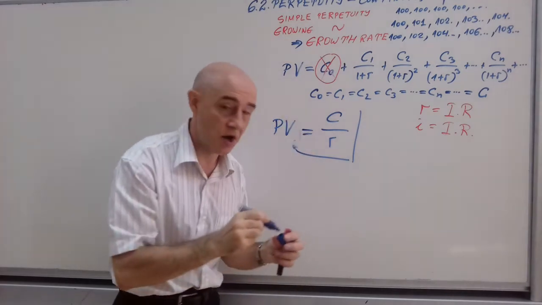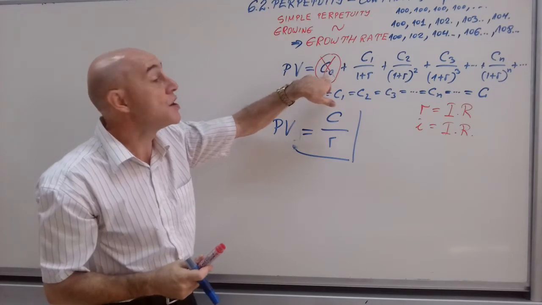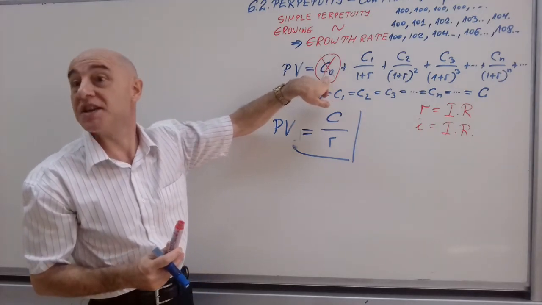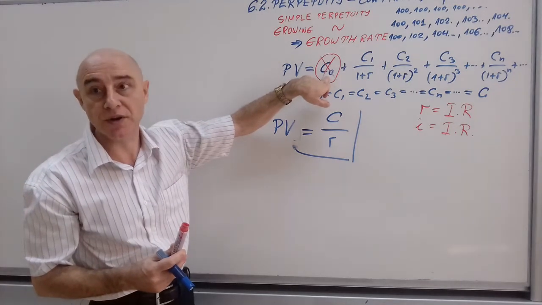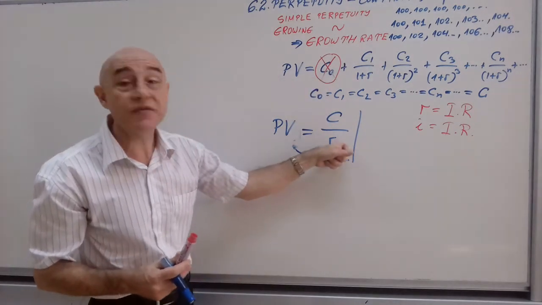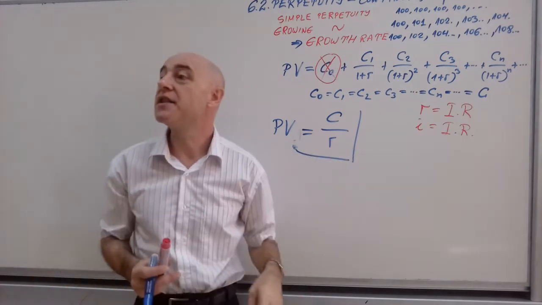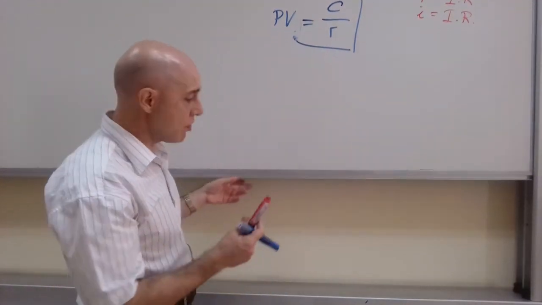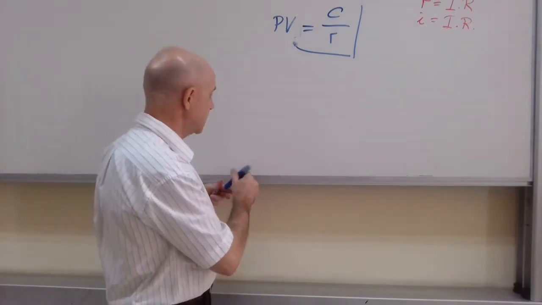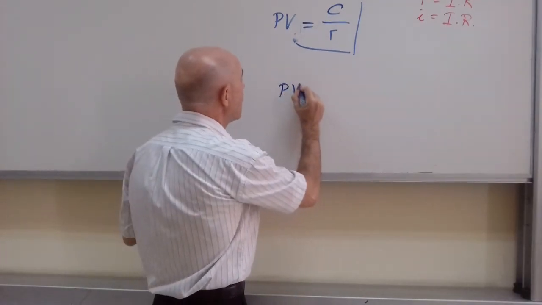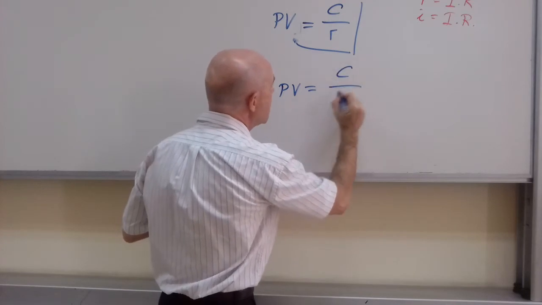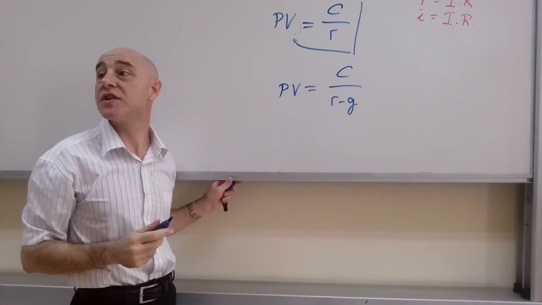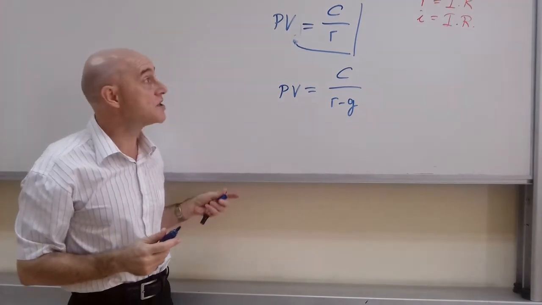PV. Alright, so in these problems, you're always very careful about what happens with the first payment. Is it due or is it ordinary? And if there is a growth rate, it is standard mathematics where a growth rate becomes like this: present value is C over R minus G.